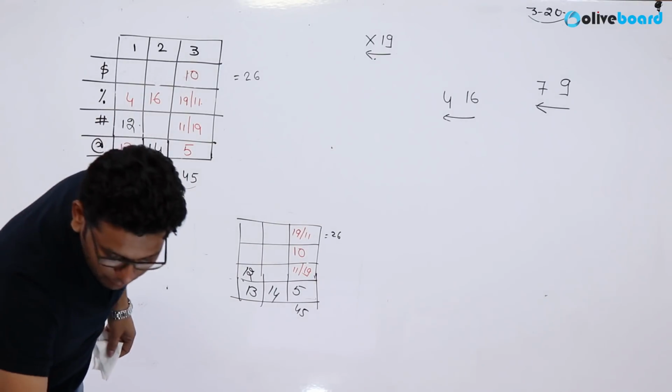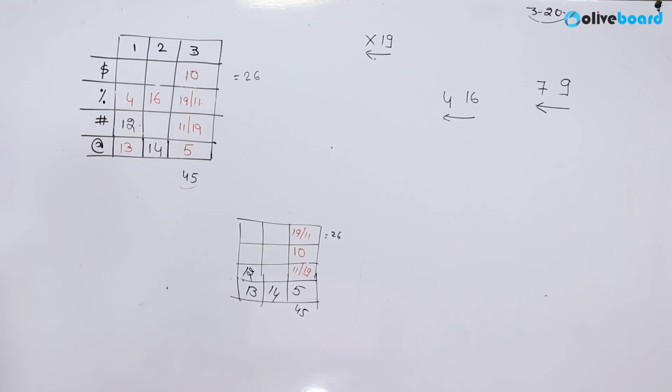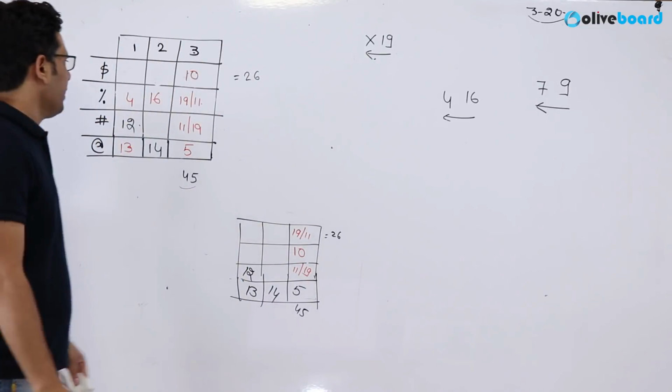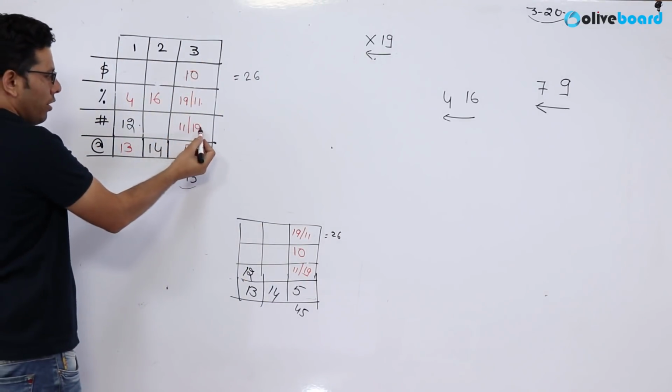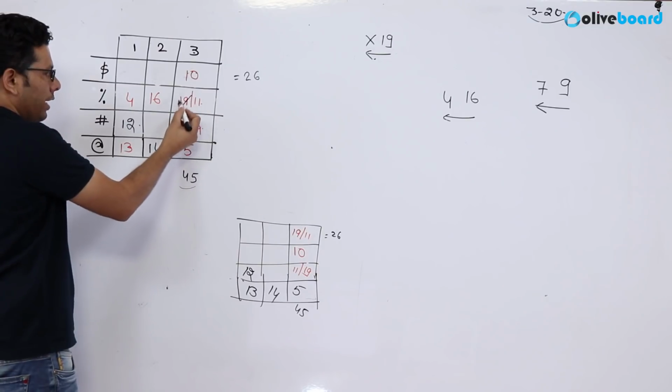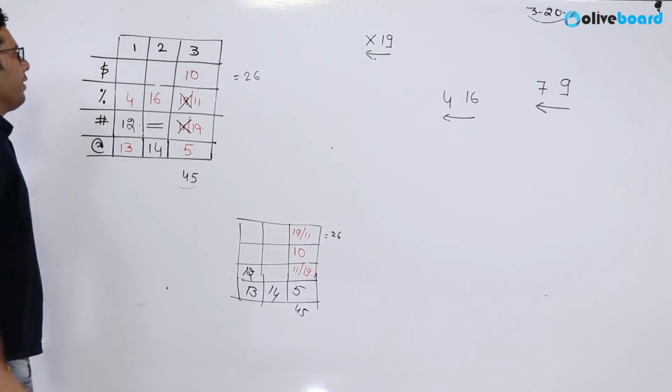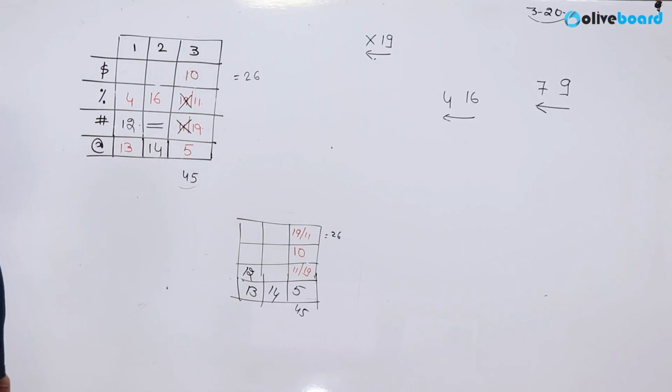Okay. In this case, one data they have given that immediate left of 19 is vacant. So this would be your 19 and this would be your 11. And it would be vacant. Okay. Next point. What they have given.